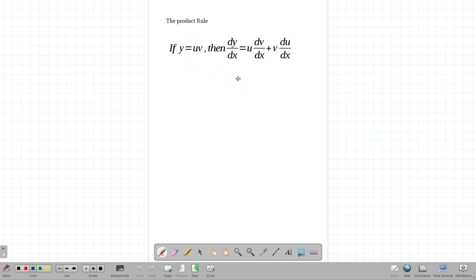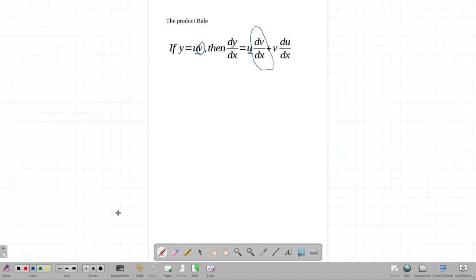Okay, so let's have a look at our formula. It may look slightly complicated, but actually it's very easy. It'll make more sense as we do an example. So we've got u here, we've got u there. All it means is that nothing's done to it. This term here just means that you're going to find the derivative of v, whatever that may be.